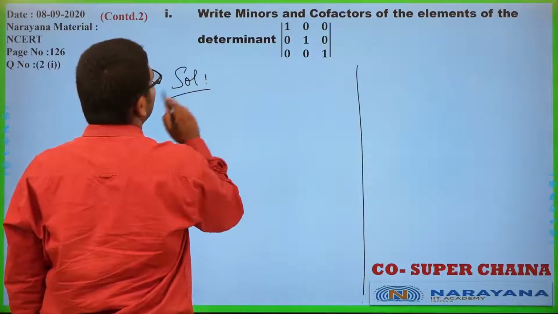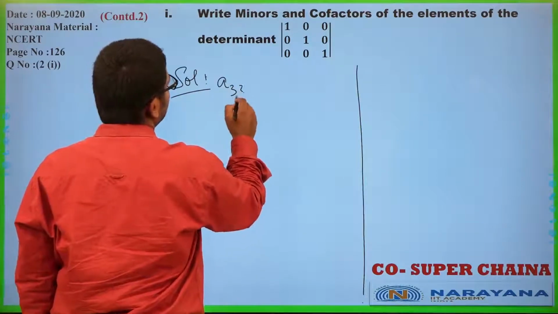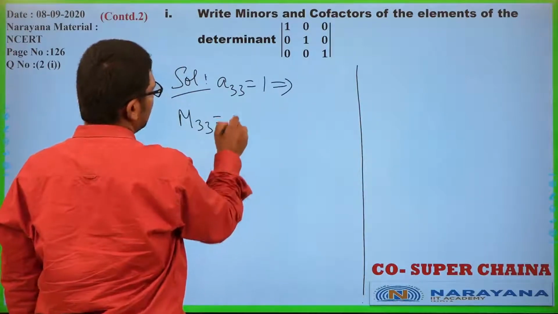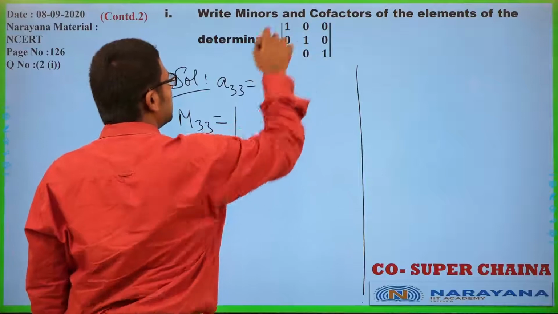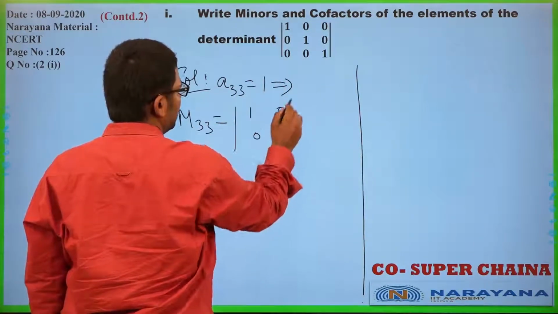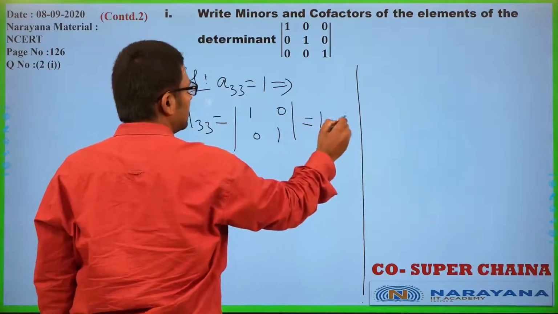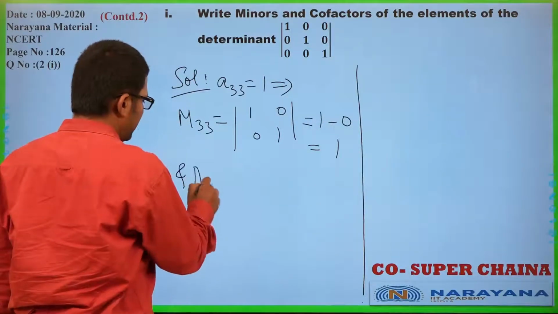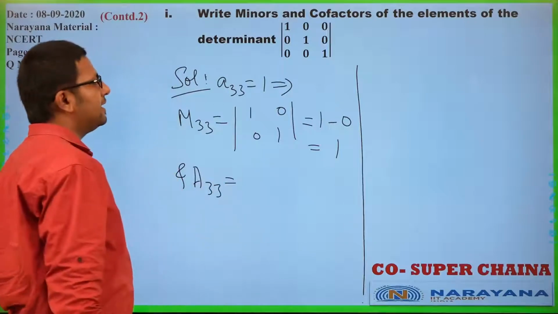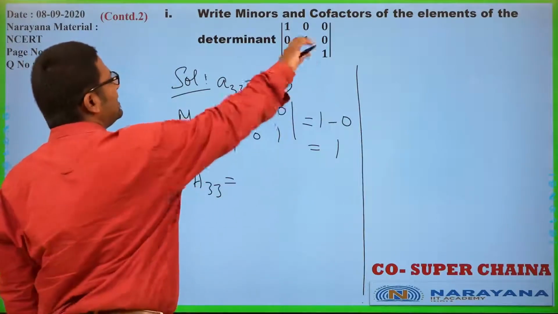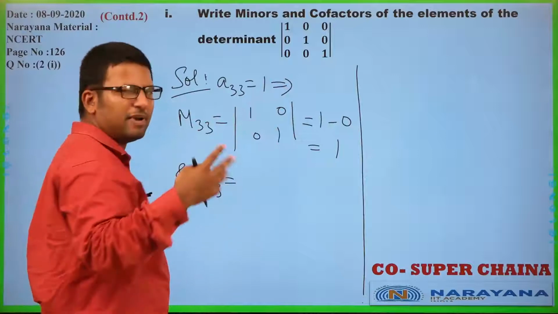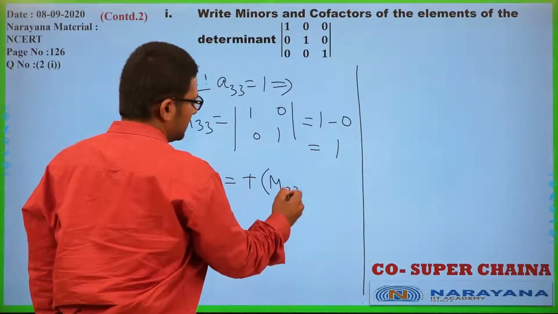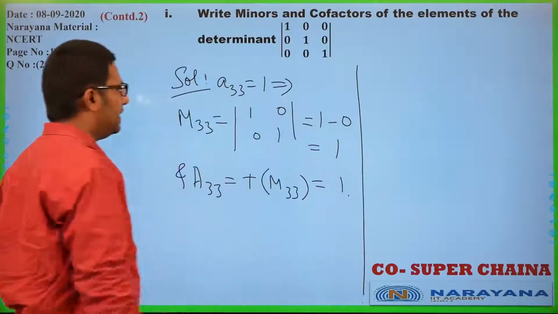Finally, we are left with A33, which is the element 1, which means M33 is, leave that row, that column, so 1 0 0 1, right, which is 1 minus 0, which is 1. M33 is 1, and capital A33, which is the cofactor of that element, would be minus 1 raised to 3 plus 3, but we know that has to be plus 1 only. So plus of M33, which is 1 only, correct?